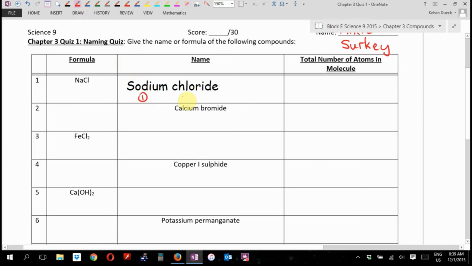1 mark for that, 1 mark for that, because you'll find with this quiz being out of 30, 10 questions, each one is worth 3 marks. How many atoms in the molecule? Well, there's 1 Na, there's 1 Cl, 2. So 1 mark for the number 2 as well. That's how all of these are going to be marked, unless it's a formula. I'll show you how the formula part gets marked.